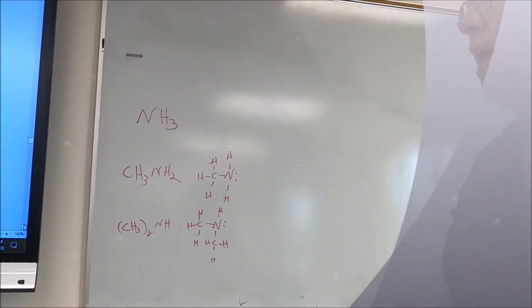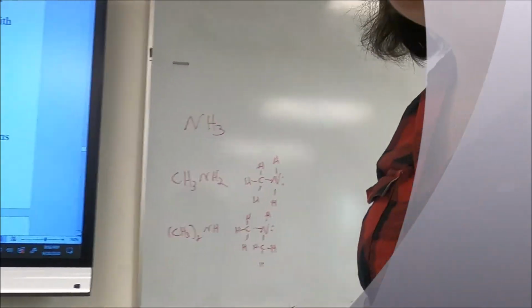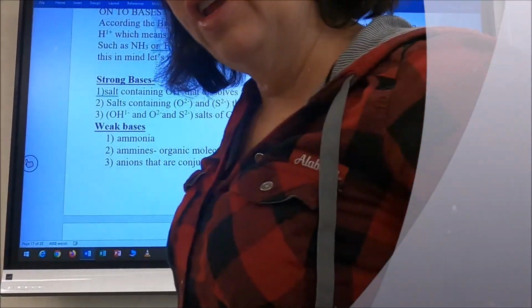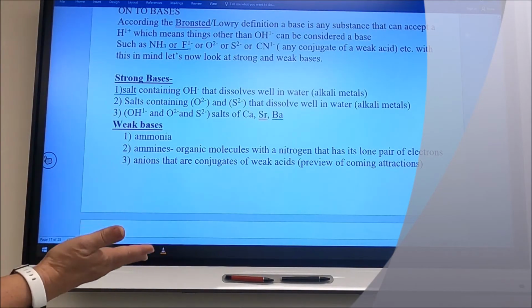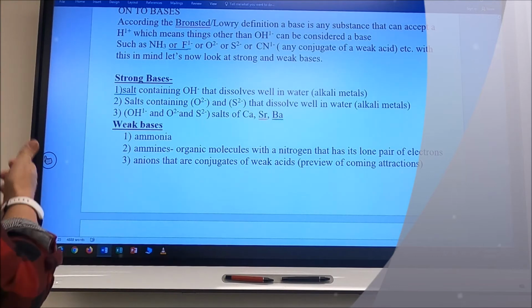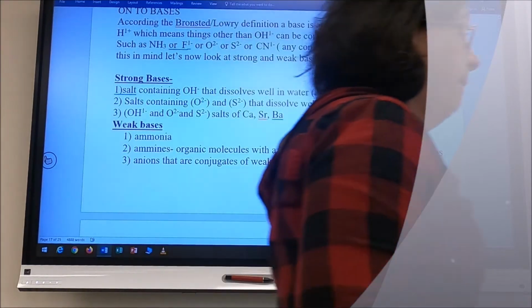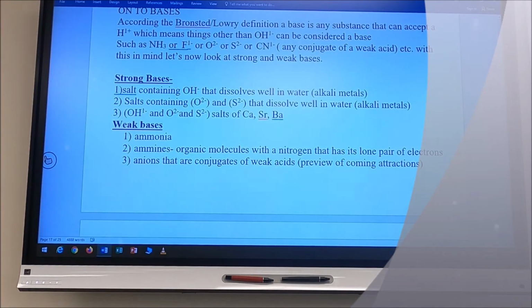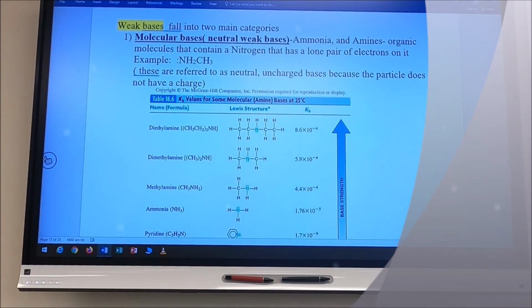and it's a basic molecule. The last category are anions that are conjugates of weak acids. So think about that chart that I showed you that had acids and their conjugate weak bases. All those anion conjugates are weak bases. So that means that we have a much more expanded list of bases in the Bronsted-Lowry definition.